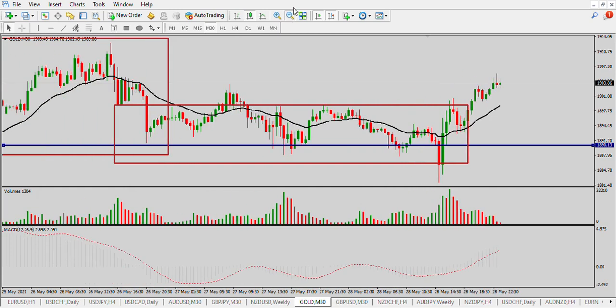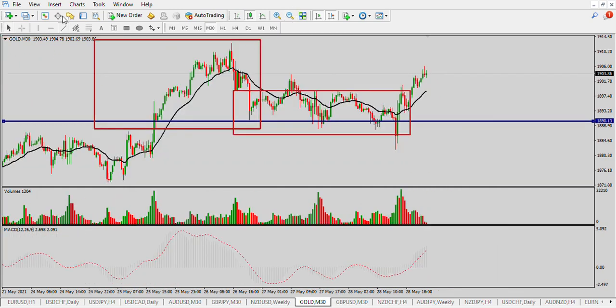What do we have? Do we have a divergence? Of course we do. And we have a break in the market structure. Let me see if I can load up my chart. We have a break in the market structure.